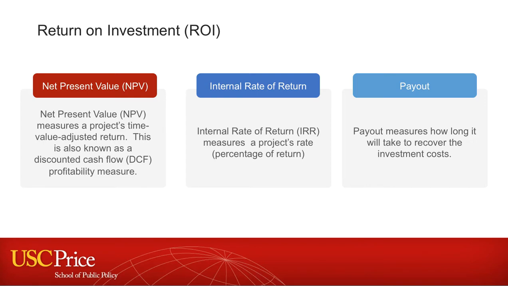The net present value measures a project's time value adjusted return. This is also known as a discounted cash flow profitability measure. The internal rate of return measures a project's percentage of return. And then finally, payout measures how long it takes to recoup your investment.